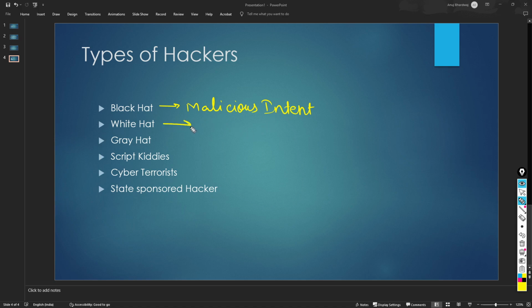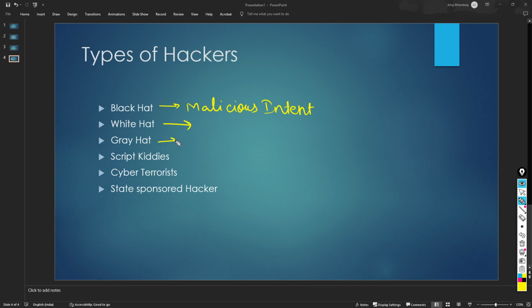White hat hackers are basically a type of ethical hacker. They find the vulnerabilities and try to exploit them, but because they want to fix them, or they have valid permission to do that hacking. So those are the white hat hackers.